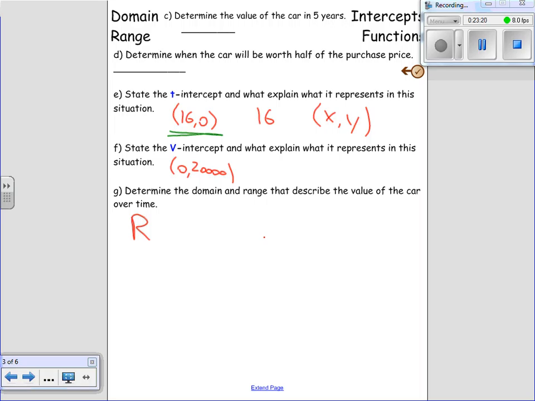Y such that Y is greater... Y is less than 20,000. Close. You got half of it. You gave me the maximum value. You got to give me the maximum and the minimum. So start with the minimum. 0. You always use the same signs if you do it from minimum to maximum. You put y again, same symbol, and you put in 20 grand. But you're not done yet.